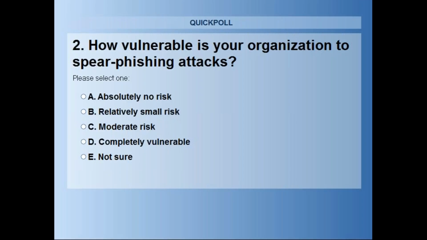So A, you're at absolutely no risk. B, relatively small risk. C, moderate risk. D, completely vulnerable. And E, not sure. So I think not sure is definitely a valid answer in this situation. Yeah, looking at the results coming in. Yeah. Between a couple of different answers here.